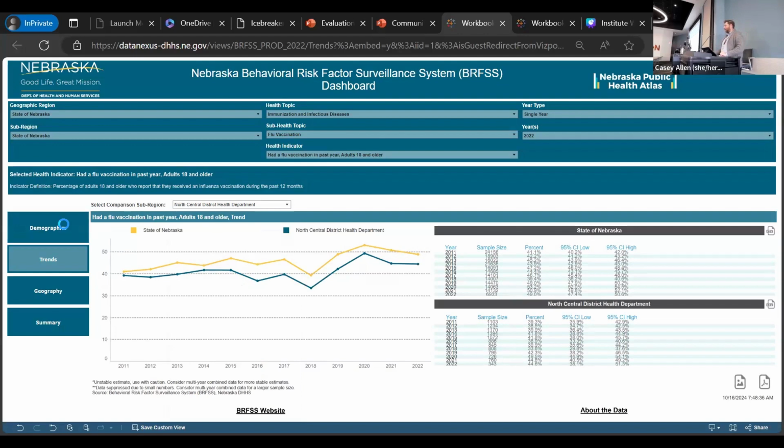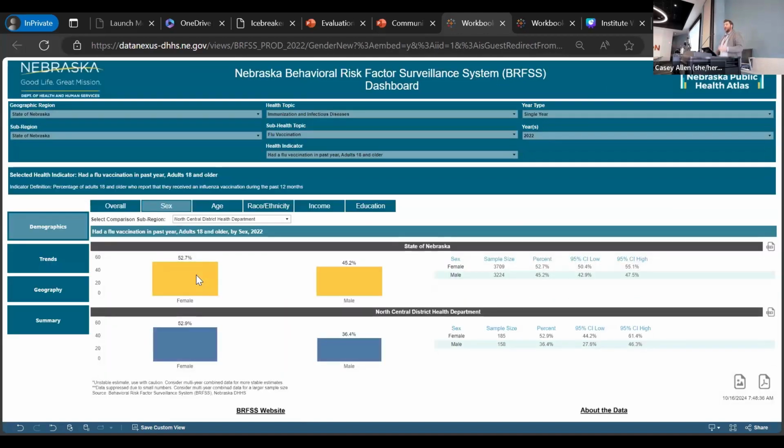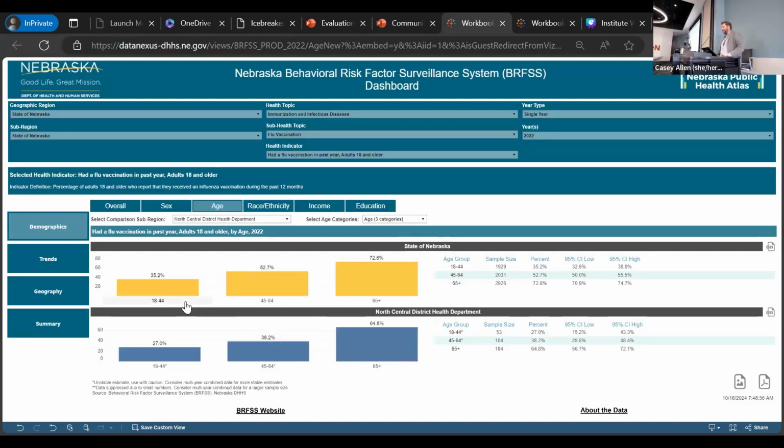Now, we can also look at these distributions by different demographics. If we wanted to see the sex breakdown, we could do that by just clicking the sex tab, and we could see that females are a little bit more likely than males to get vaccinated. We could look at age distributions, and we could see that the likelihood of getting vaccinated increases as you get older, which makes sense. Our older populations are a little bit more vulnerable than our younger populations to influenza-related morbidity and mortality.